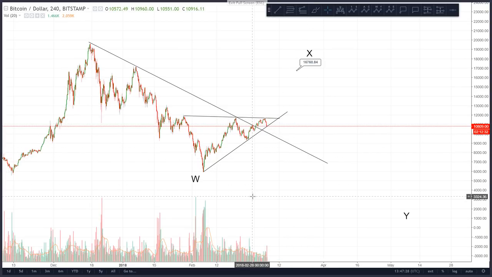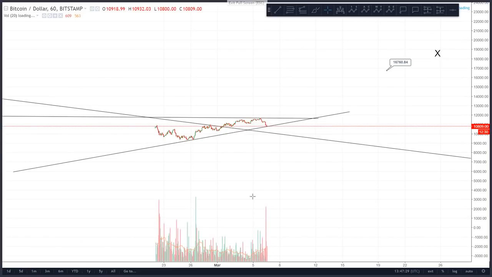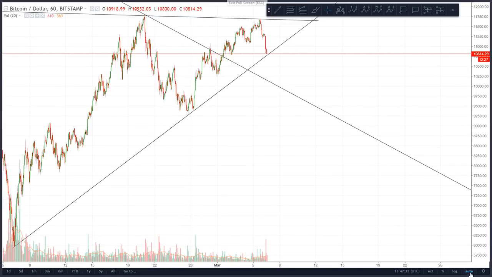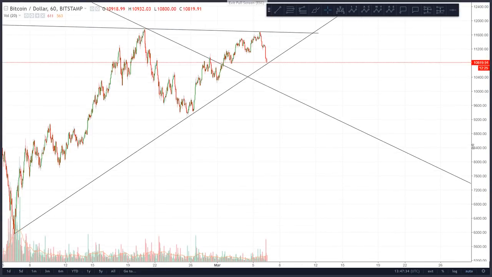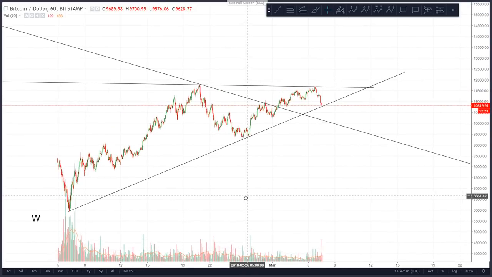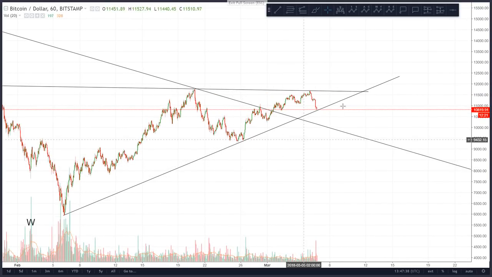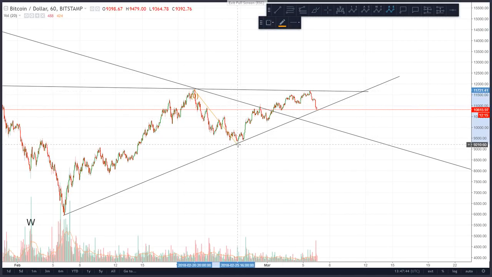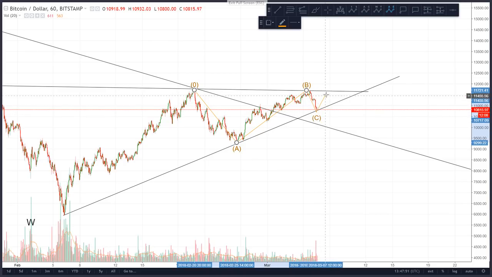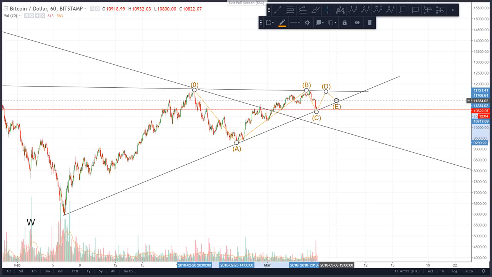So if we zoom in, we can have a close look at that. This is the hourly chart now, so this is looking a little bit closer at that triangle pattern. The way we label triangles is A, B, C, D, E. So A will be here, this is your A wave. B finished, C finished, and then I'm expecting D and E.